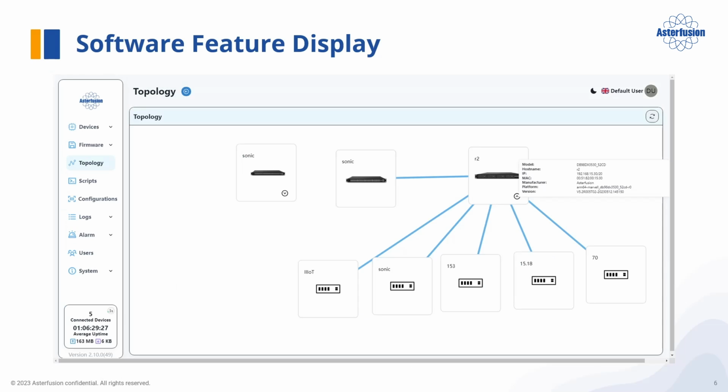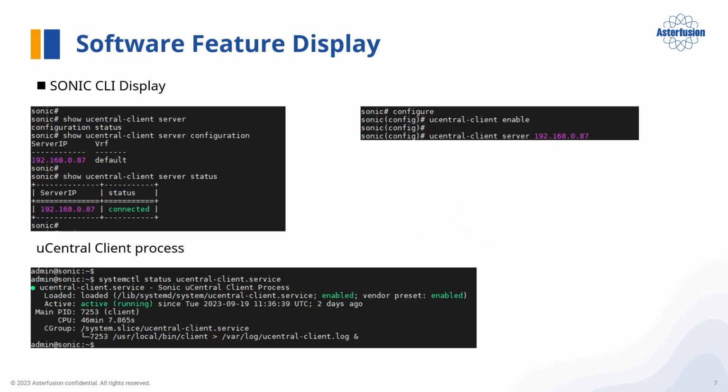This is the topology I mentioned before. It is based on LLDP, and we can check the status of the entire network here, including wired and wireless network. And in switches, we can use CLI to specify the uCentral server address to check the connecting status of the uCentral server. The uCentral client process can also be checked through SONiC CLI.